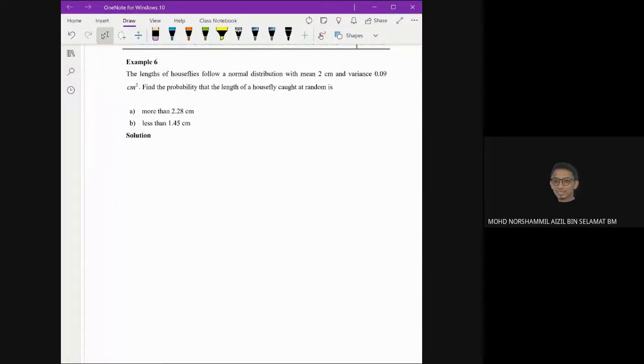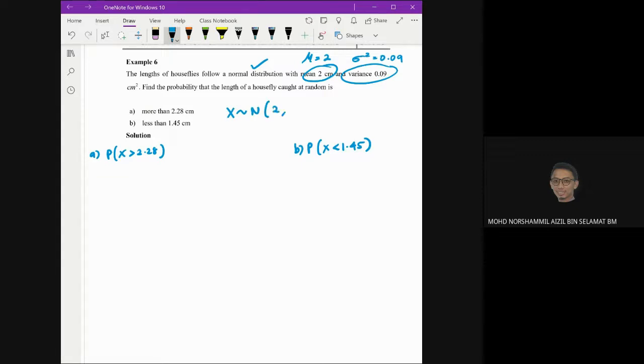Last one. The lengths of house flies follow a normal distribution. They tell us it is a normal distribution with mean and variance. Be careful. The variance is given to you, so sigma squared is 0.09. Mu is 2. Find the probability more than 2.28. Part A means the probability of X more than 2.28. Part B, probability of X less than 1.45. So X is normally distributed as 2, 0.09.